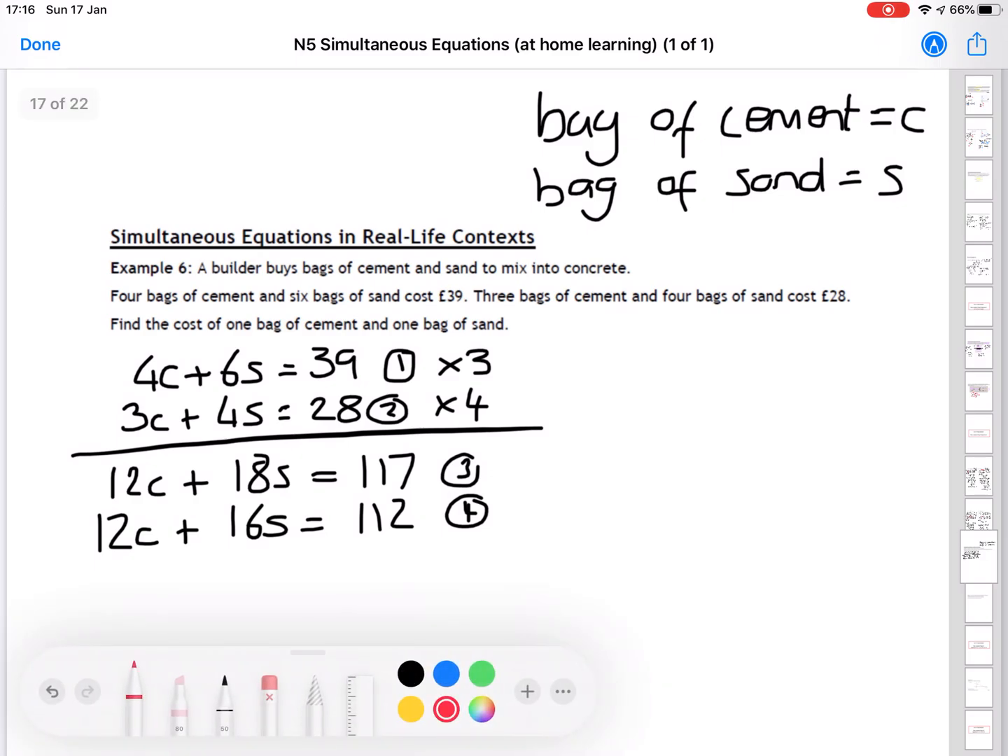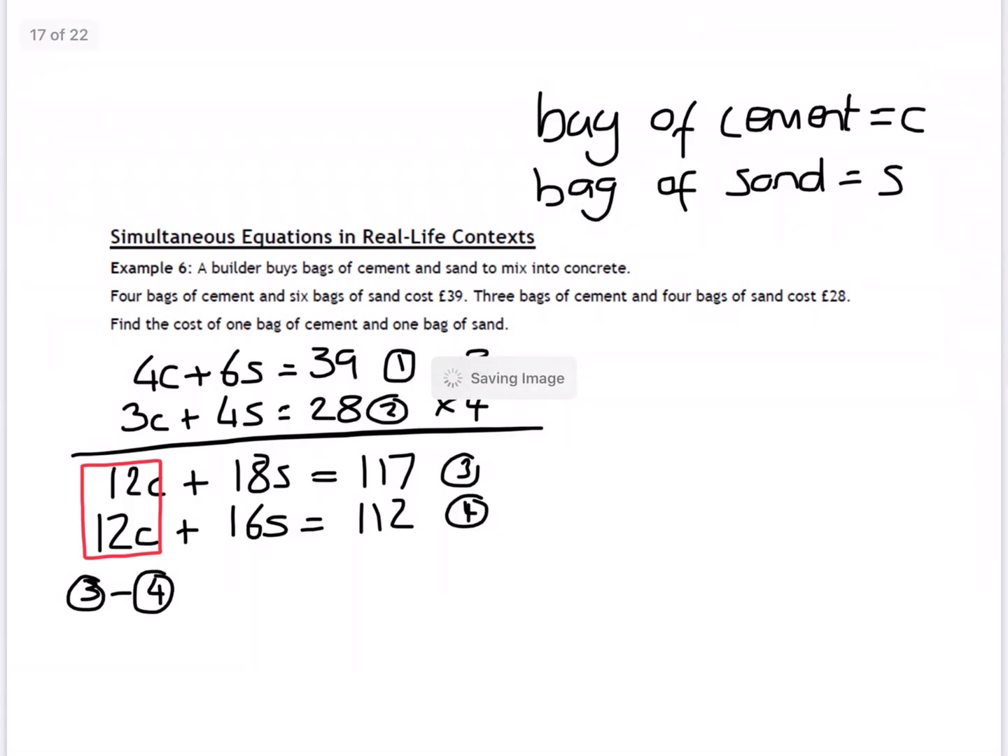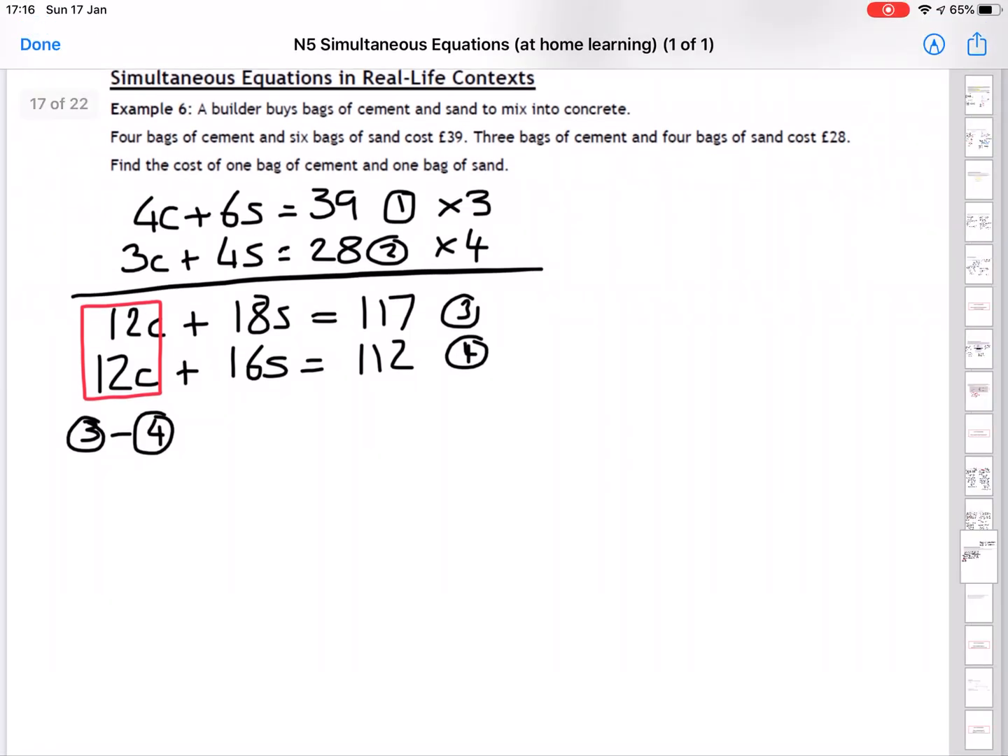So the letter that I'm trying to eliminate is my 12C in each equation. So I'm going to draw a wee box around that. Now, they are both the same sign, as in they're both positive 12. So the same sign we subtract. So we're going to do equation 3, subtract equation 4. Okay, I'm just going to slide my page up a little bit here now. So we now can do equation 3, take away equation 4.